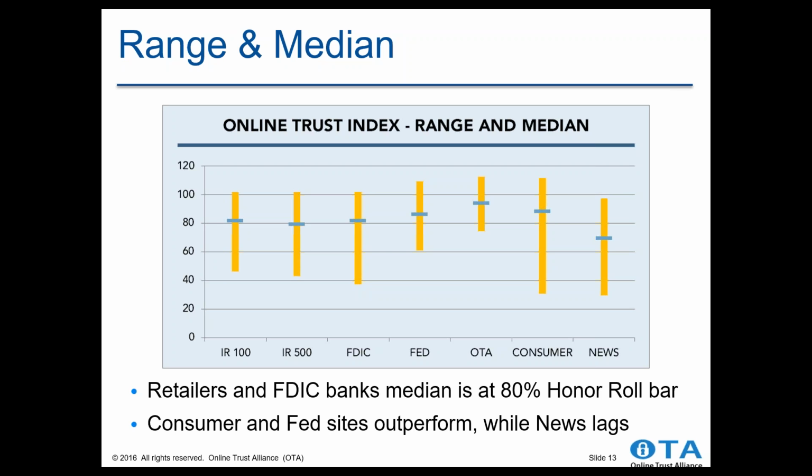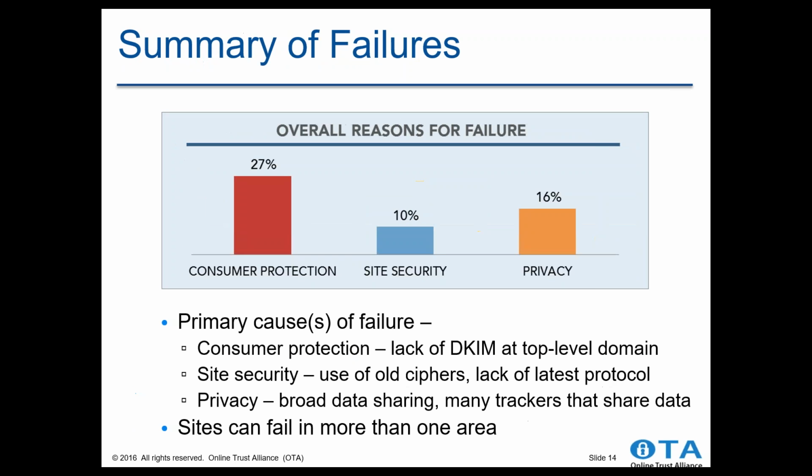You can see that the federal sites and OTA and consumer are, on average, well above the honor roll bar, and that's reflected in their achievement levels, although you see in consumer a very wide range, from one of the lowest scores overall to the highest with Twitter, just in that one category.